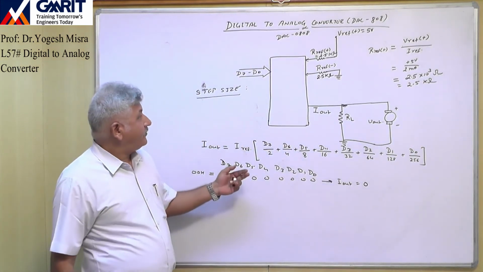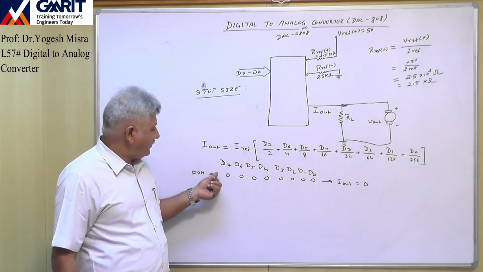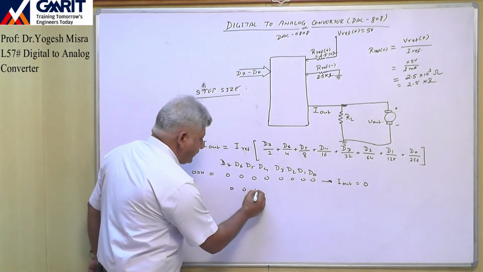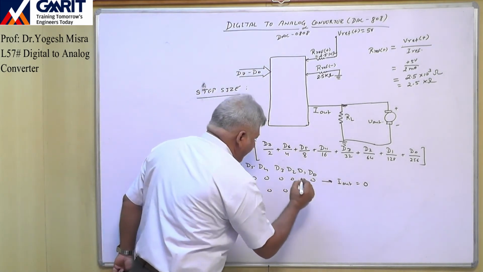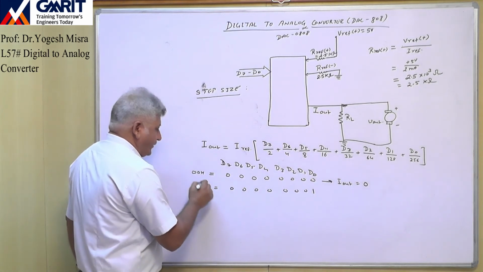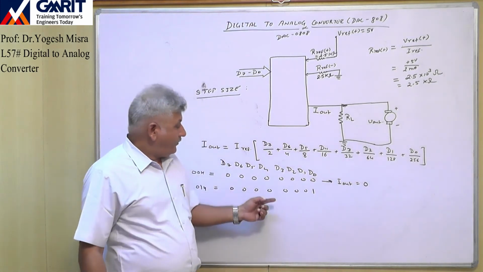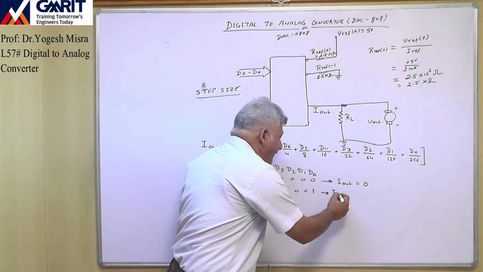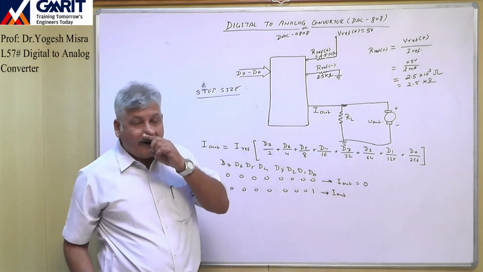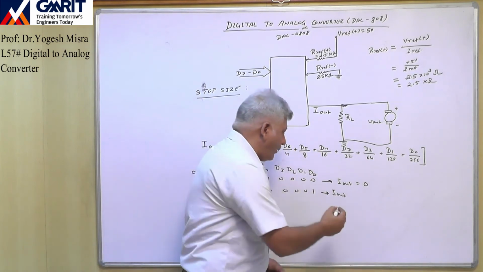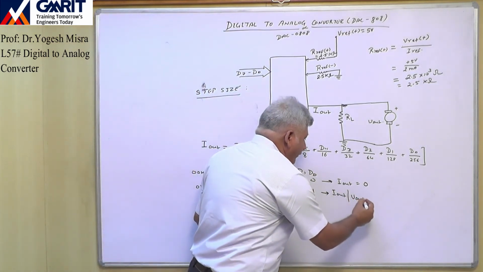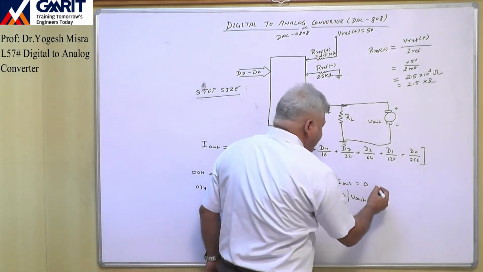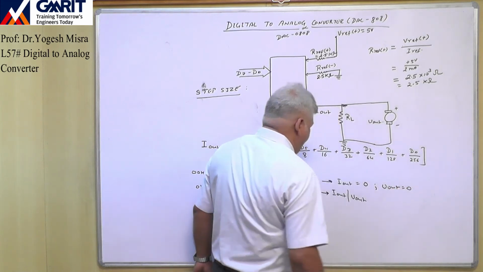Now if we change the input from this state to the next consecutive state, the next consecutive state is 0, 0, 0, 0, 0, 0, 0, 1. That is 01H. So when the system goes to the next consecutive state, what is the maximum change in I out, or what is the maximum change in V out? That is called the step size. Here I out is 0 as well as V output is 0.